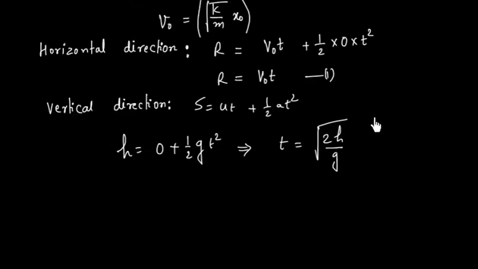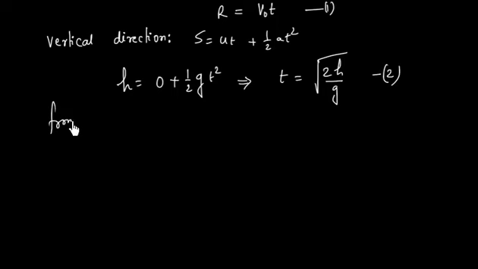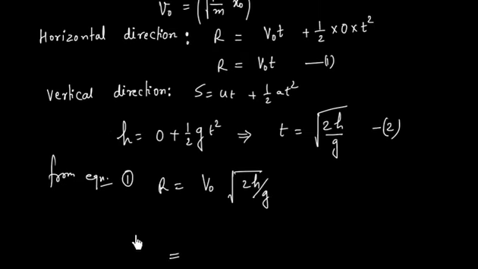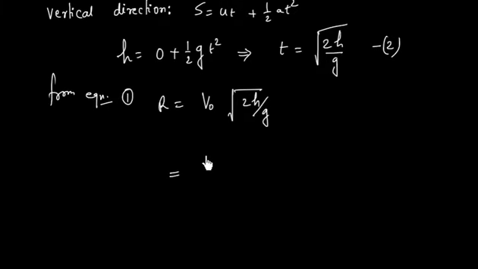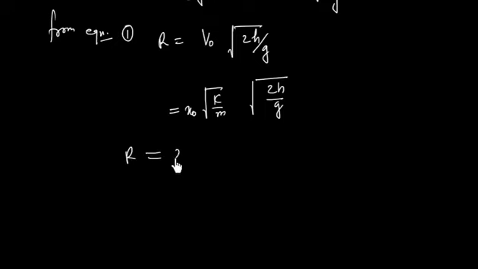Now if I put this value of time in equation 1, so from equation 1 we will have r is equal to v naught t, and time is under root 2h by g. Now if I plug in all these values, we can get the desired range. v naught is under root k by m into x naught, under root 2h by g. So we can write range is equal to x naught under root k by m into 2h by g.